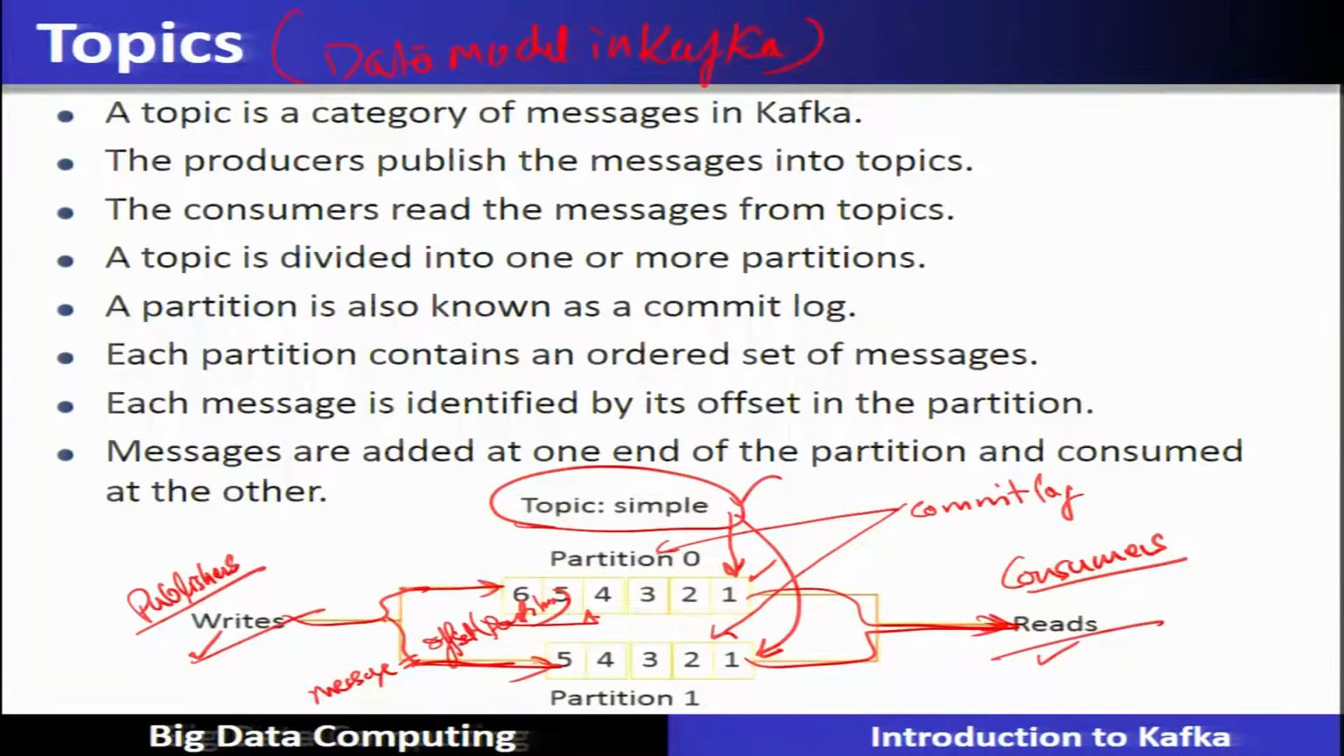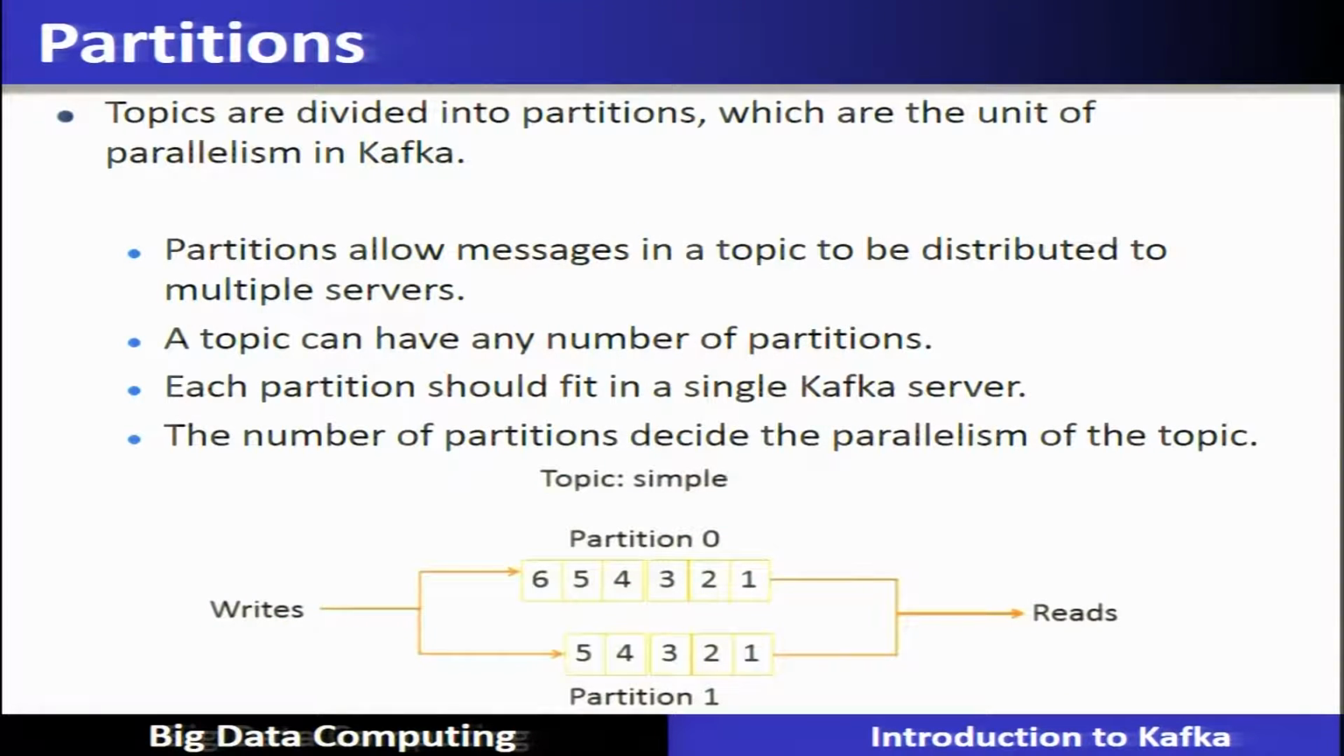Having understood the topics, the partition, the offset, the write and read, the publisher and consumer, let us understand the partition in more detail. Topics are divided into partitions, which are the unit of parallelism in Kafka. Partitions allow the messages in a topic to be distributed to multiple servers. A topic can have any number of partitions, each partition should fit in a single Kafka cluster, and the number of partitions decides the parallelism of that particular topic.